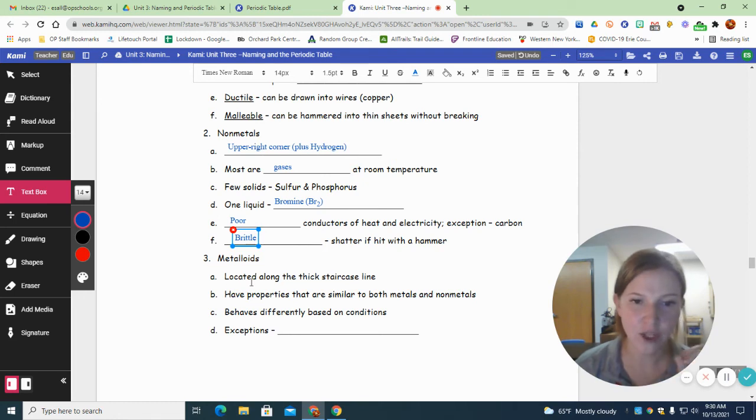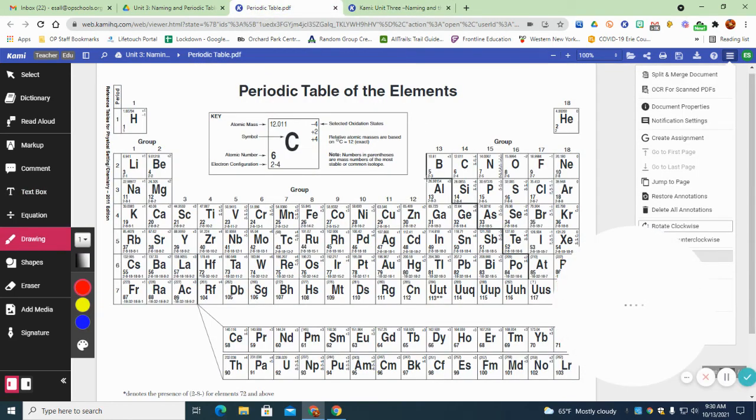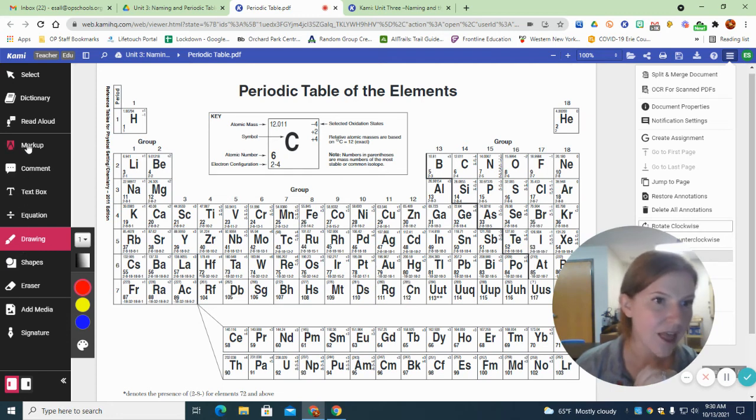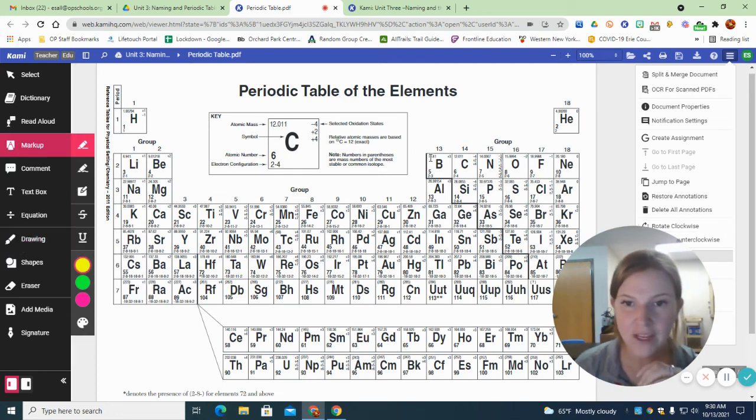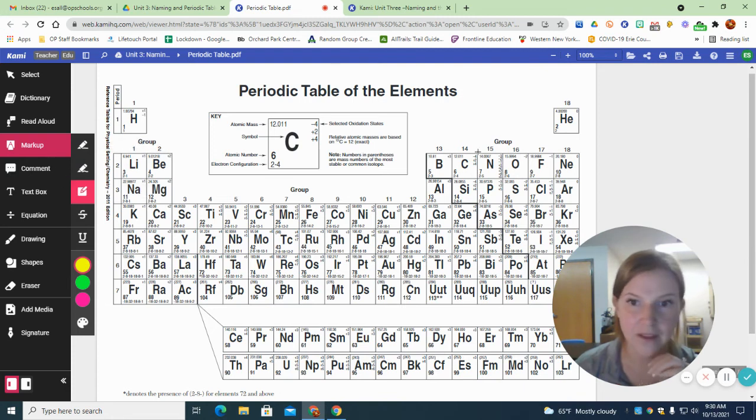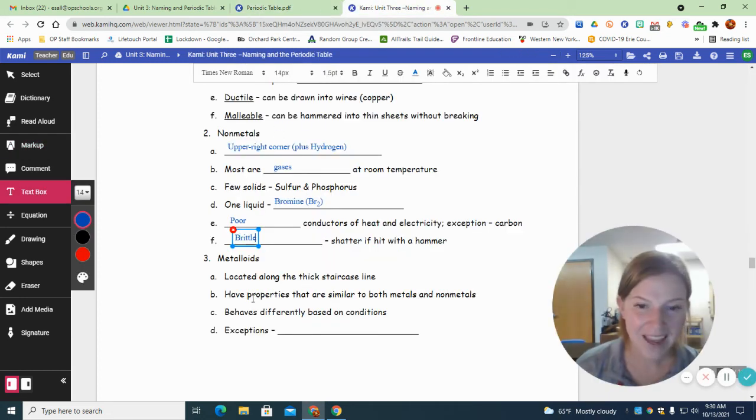Our metalloids are located along the thick staircase line. So on our periodic table, we have this thick staircase line here. And our metalloids are everything that's sitting on the stair. So B, Si, As, Te. There we go. And then underneath the stair, we have Ge and Sb. At is 1, 2. So 1, 2, 3, 4... Yeah, there's 7. Okay. So they have properties that are similar to both metals and nonmetals, depending on their conditions.